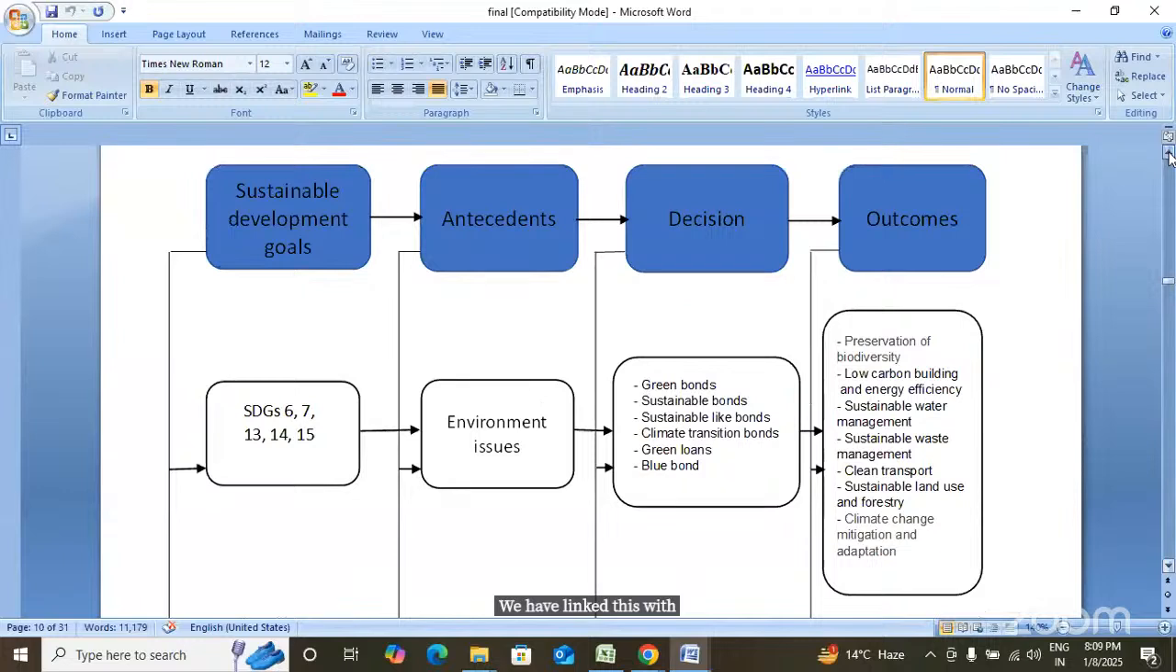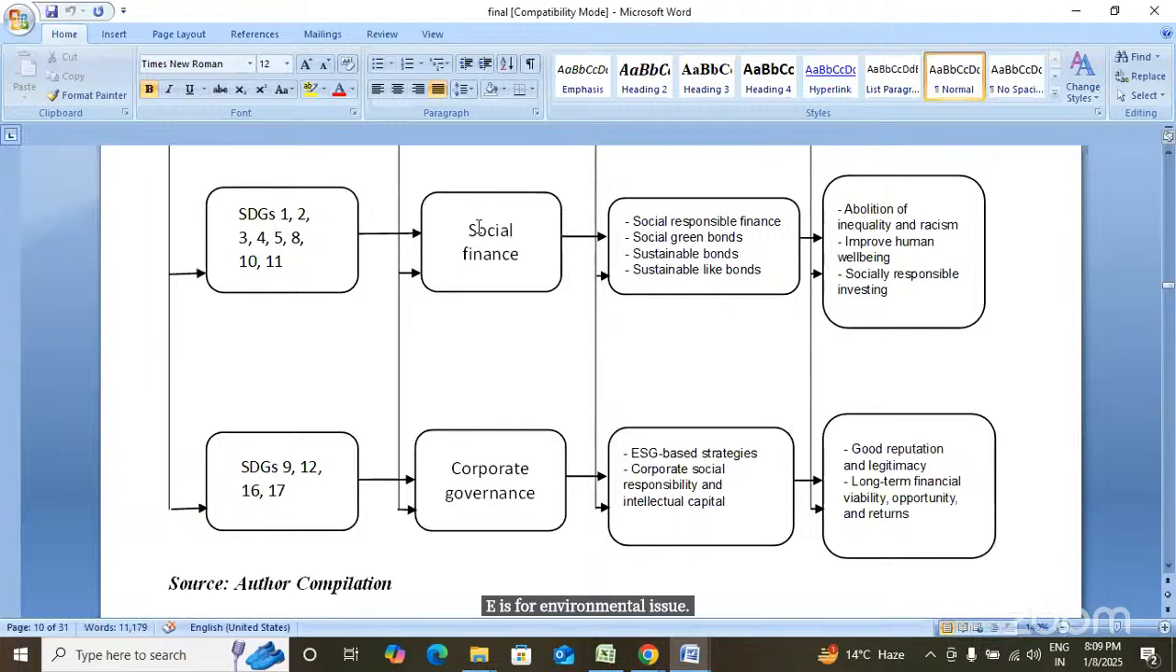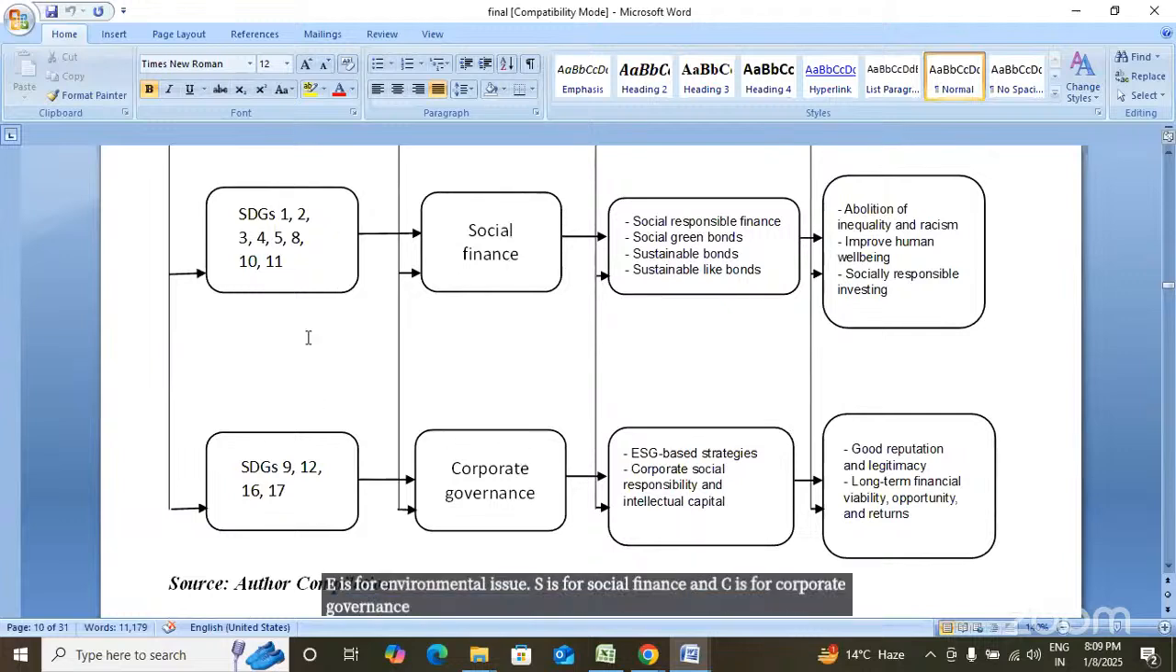We have linked this with sustainable development goals. This paper is on ESG. So here we have taken environmental issues. E is for environmental issue, S is for social finance, and C is for corporate governance. And we have related this with the SDGs, right?